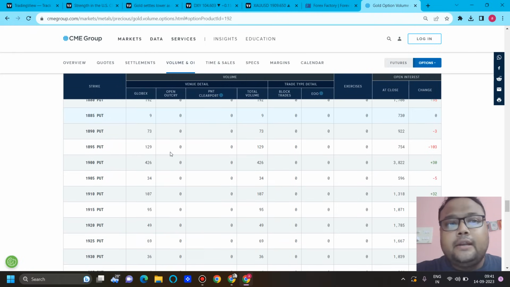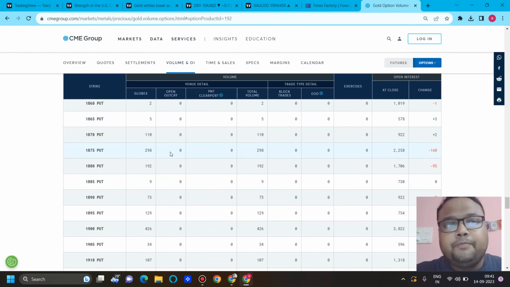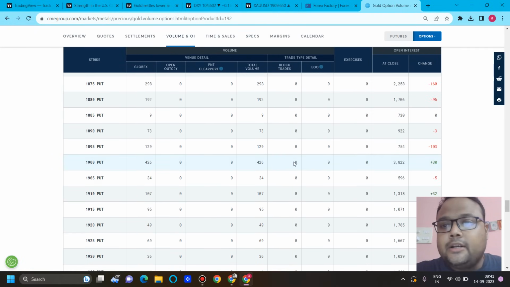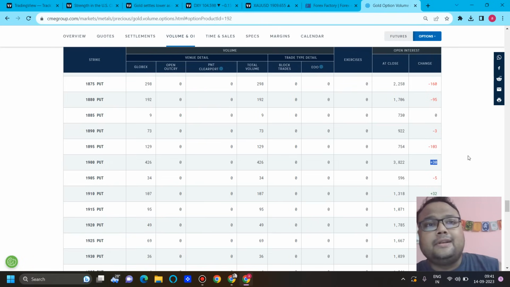And if you look at the options data here, you can see at 1900 we have the highest number of contracts, and the best thing is that we can see plus 30 contracts at the 1900 level. So this gives us the confidence that we have good buyers around the 1900 level. I will go for a buy. At least in this market situation, if I see that gold is going down without news, then obviously I'll go for a buy limit at the 1900 level as well. So let's wait and watch how the market reacts.